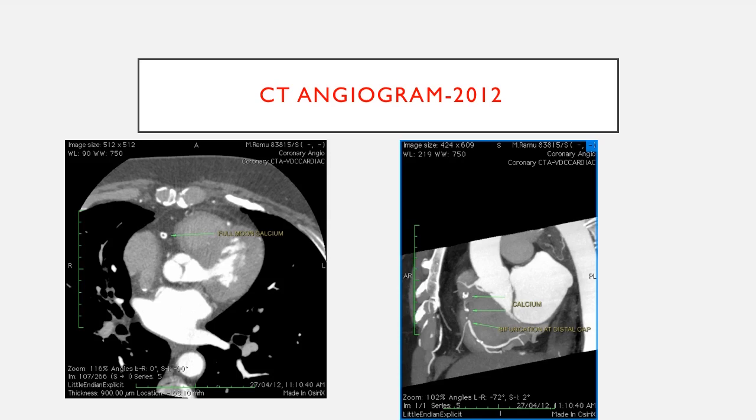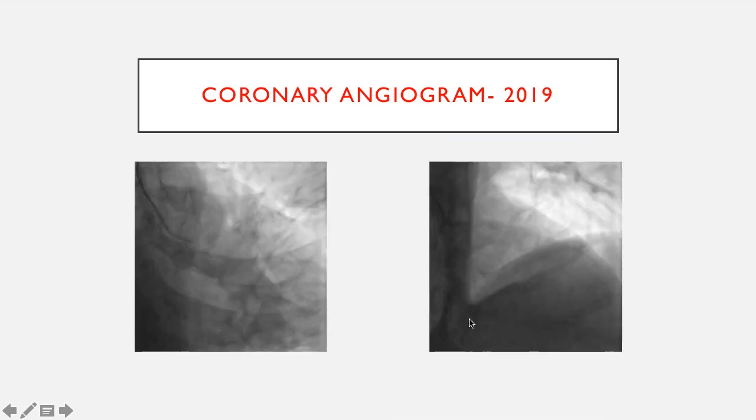This is a CT angiogram done in 2012 showing a chronic total occlusion of RCA with calcium sitting close to the proximal cap, as well as in the middle and close to the distal cap. We can see this is the proximal calcium, almost a full moon calcium, that is circumferential calcium sitting close to the proximal cap. And there is also a bifurcation at the distal cap.